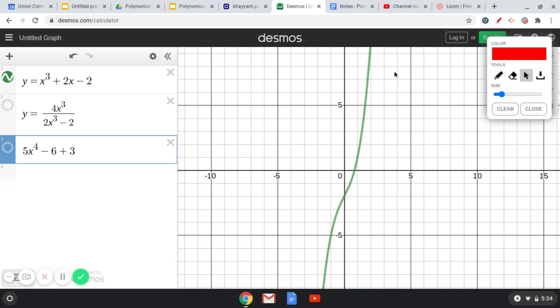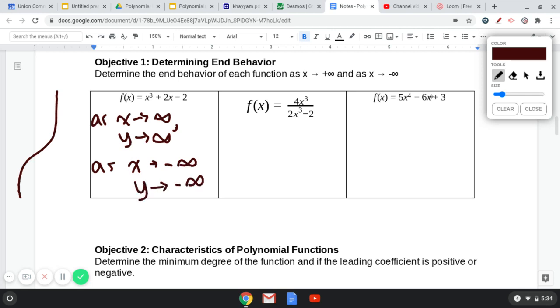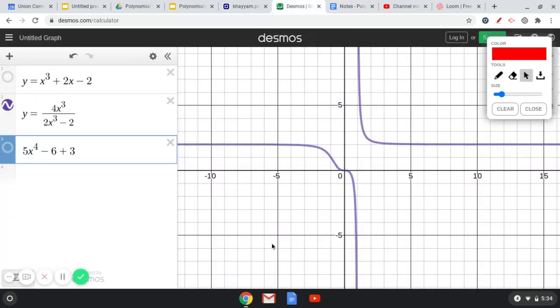Hey, look, it looks like this. So as x approaches infinity, what happens to the y values? It goes to infinity as well. How about as x approaches negative infinity, which means x goes left? What happens to y? It approaches negative infinity. So I'll write that down. So as x approaches infinity, y approaches infinity. And then we got as x approaches negative infinity, in this case, y also approaches negative infinity. All right, now for the second one. I already have graphed for you. This looks like this.